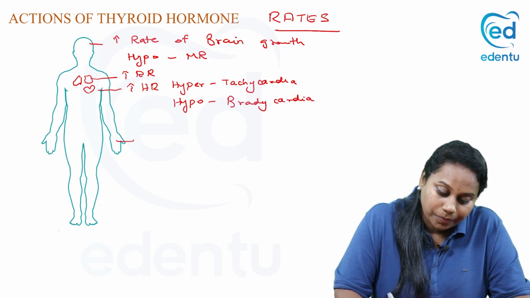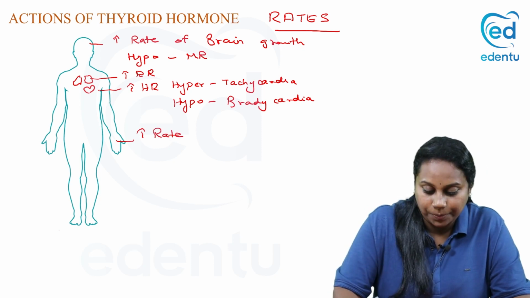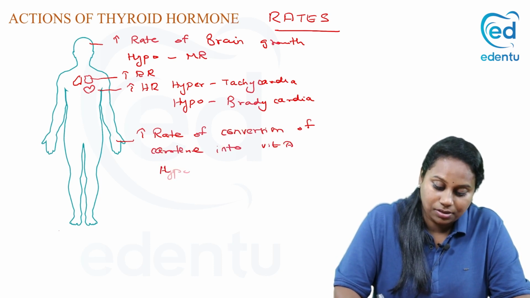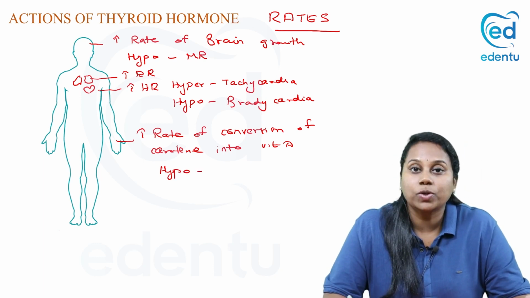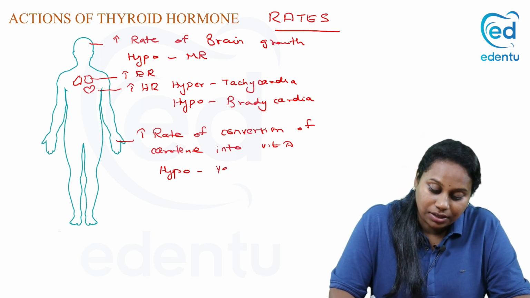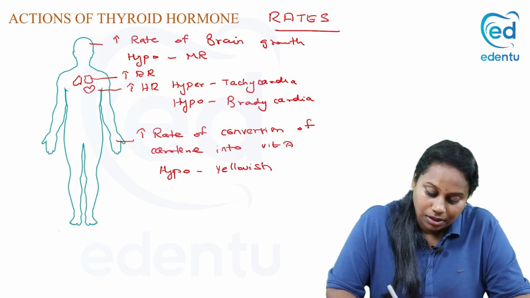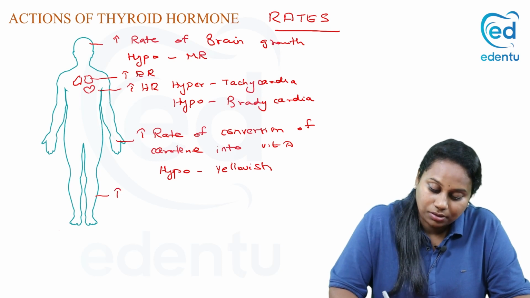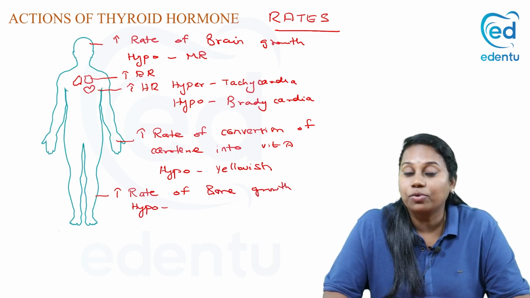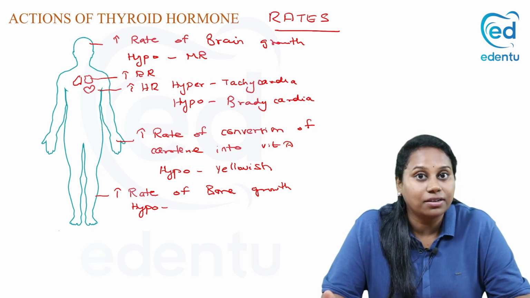And thyroid hormones increase the rate of conversion of carotene into vitamin A. That is why hypothyroid patients cannot convert this carotene into vitamin A. So there is excessive accumulation of carotene in hypothyroid patients, and this carotene gives a yellowish pigmentation to the skin. So this is seen in hypothyroid patients. On bones, thyroid hormones increase the rate of bone growth. That is why hypothyroid cretins are dwarf, they have stunted growth.